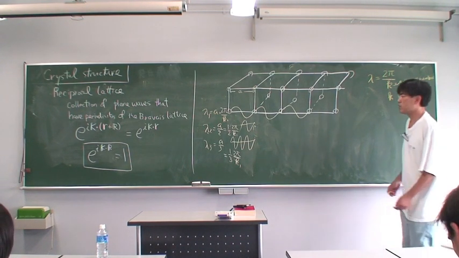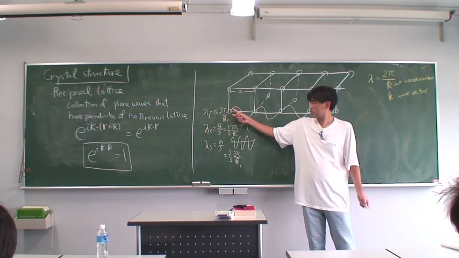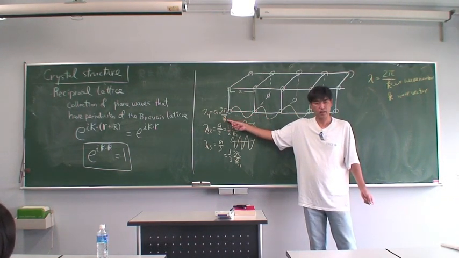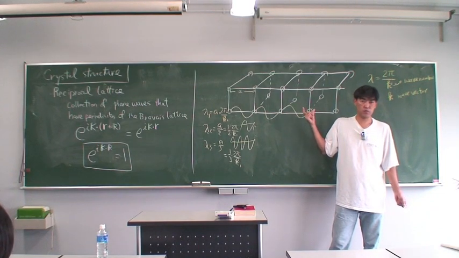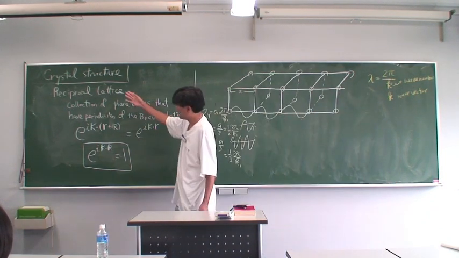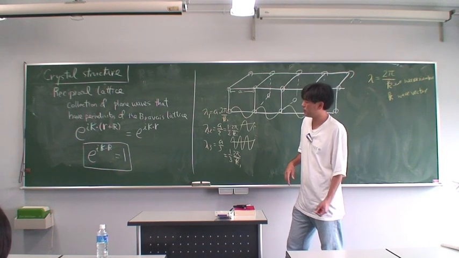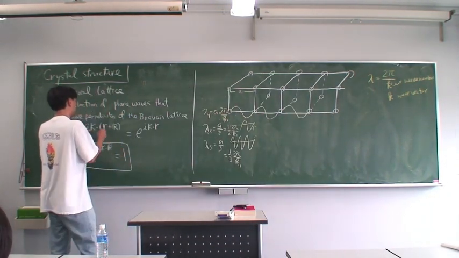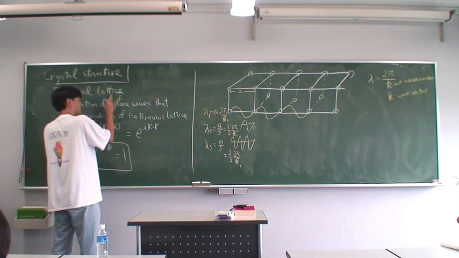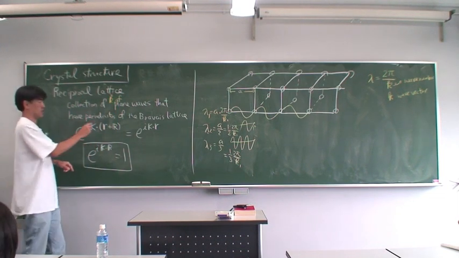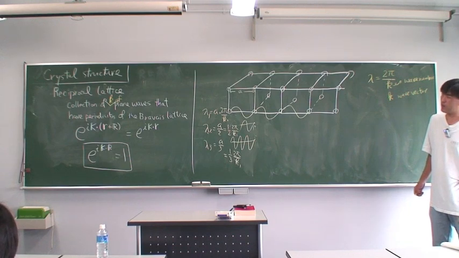So now, only for the y direction though, we have found the k wave vectors for the plane waves that have the periodicity of the real lattice. Remember, I said the reciprocal lattice is a collection of plane waves that have the periodicity of the Bravais lattice. And to be more precise, it's a collection of k vectors of plane waves that have the periodicity of the Bravais lattice.